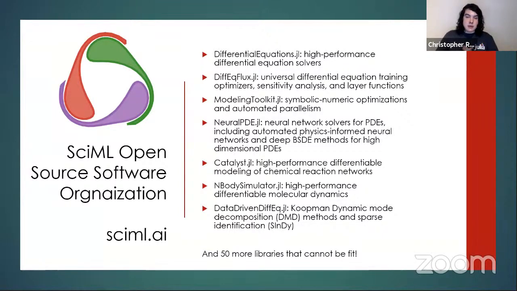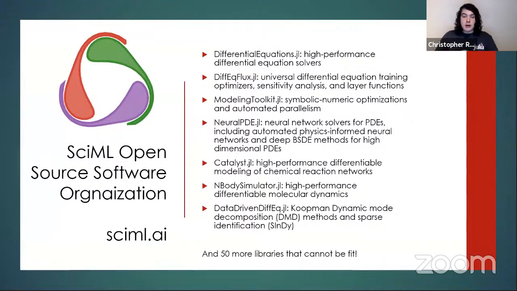The next piece is DiffEqFlux.jl, which is universal differential equation training. It also has some optimizers. It has a lot of choices and documentation of sensitivity analysis. So you can do all these different techniques like discretize and optimize, and discretize, differentiate through ODEs, SDEs, DDEs, DAEs, all these kinds of things with specialized layer functions inside DiffEqFlux.jl. ModelingToolkit adds a symbolic component to the ecosystem to be able to do automated optimization and parallelism.